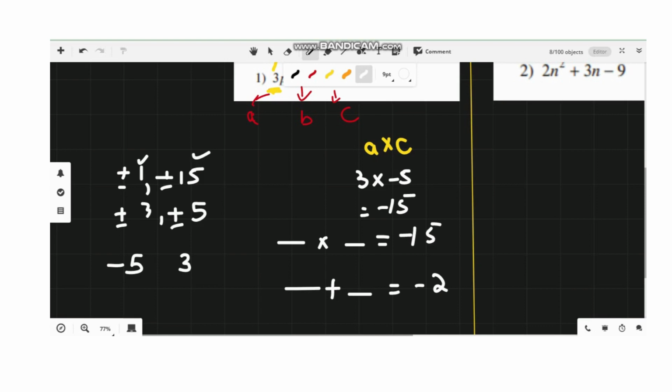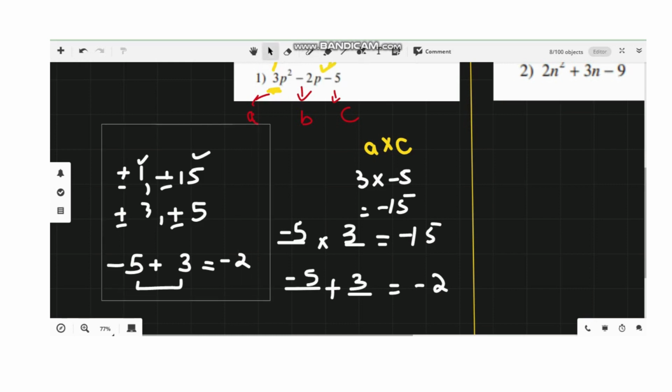Why? Because when you add the two numbers, you get the negative sign with the bigger number. Here 5 is the bigger number, so you write the negative sign with 5, and 3 stays positive. Negative 5 plus 3 equals negative 2. This works, because when you multiply them, that gives you negative 15. So negative 5 times positive 3, and negative 5 plus 3 is negative 2.